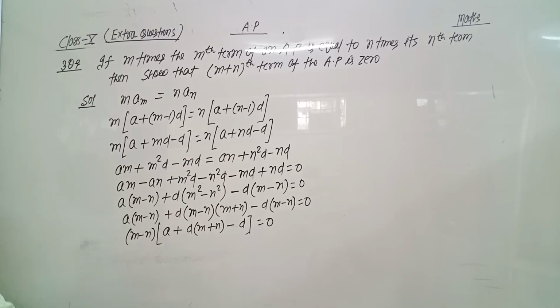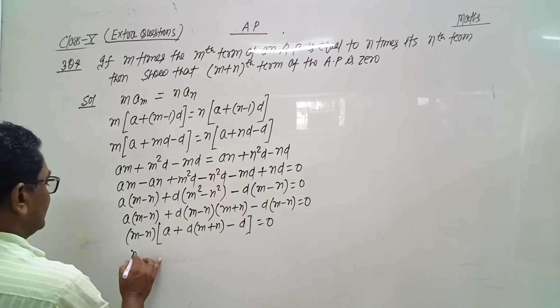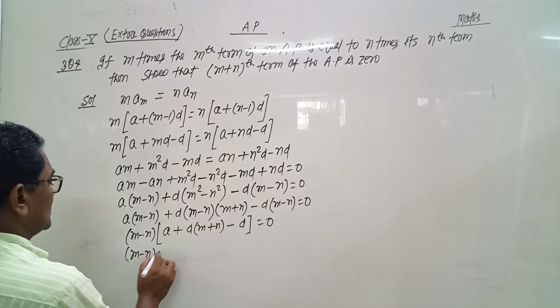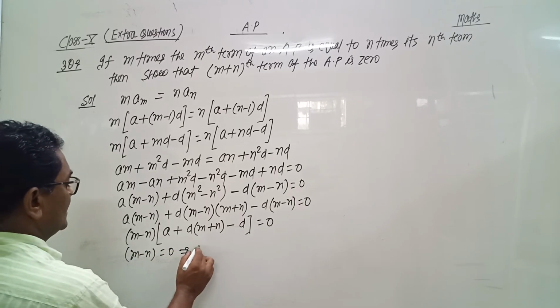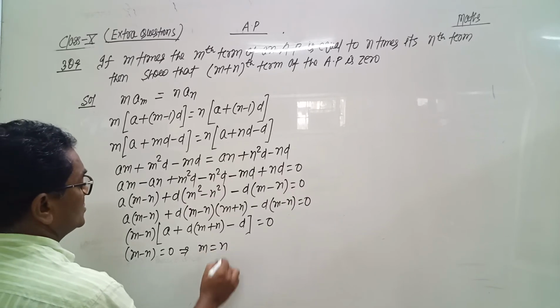Here either m minus n equals 0, which implies m equals n.